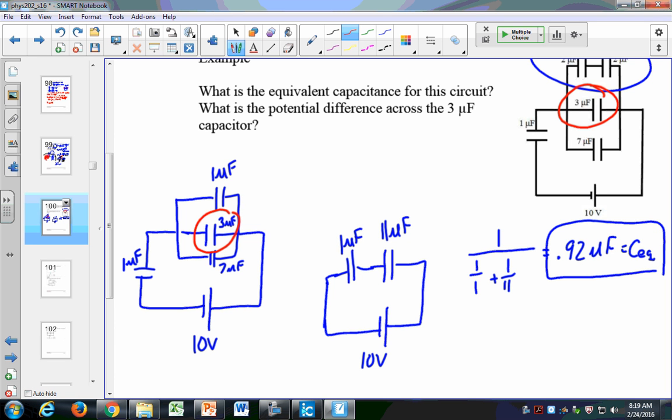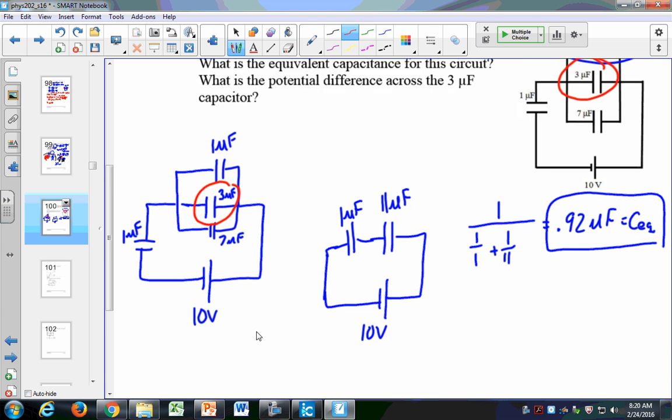If I find the voltage on this, how will that compare to these voltages? Will these voltages be less, the same, or more than the voltage on this capacitor? The same. Capacitors in parallel have the same what? Voltage. They also have the same voltage as their equivalent capacitor. So, if I find the voltage on the 11 microfarad capacitor, I'm done.